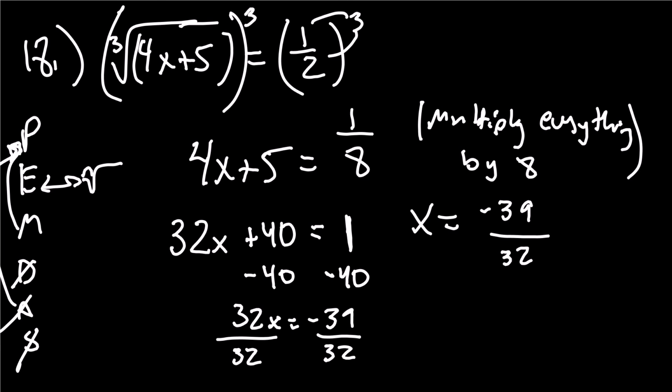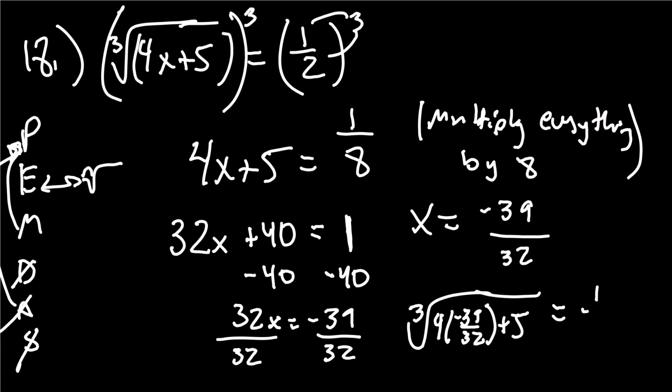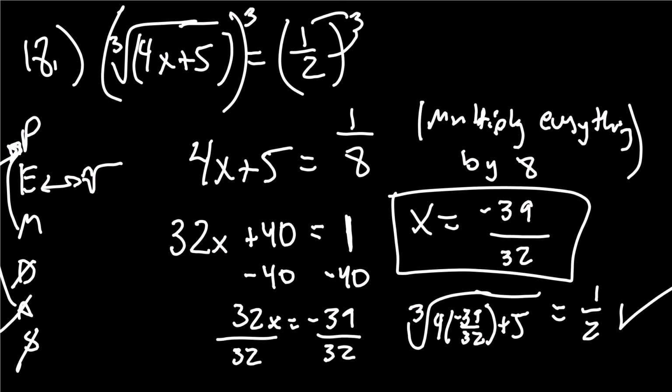So I plug it in. I say the cube root of 4 times negative 39 over 32 plus 5. Remember, that's all in the bar, so when I plug it in my calculator, it's all going to be in the bar. It's supposed to equal 1/2, and it does. So that means this is a good answer. And that's it for 18.